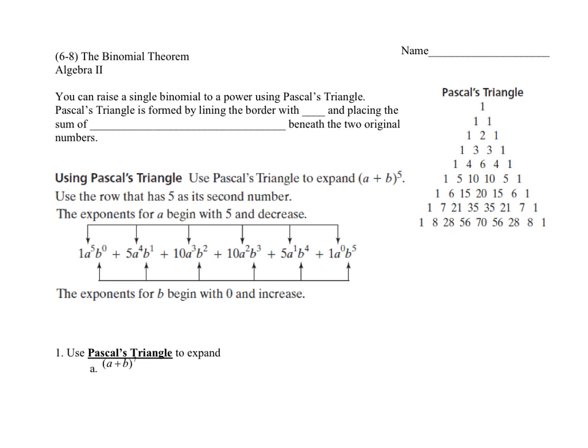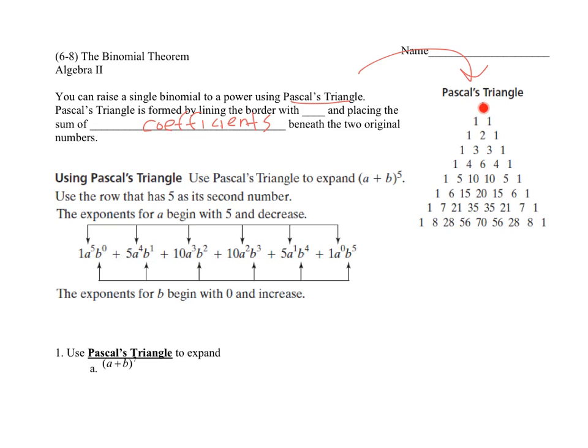You can raise a single binomial to a power using Pascal's triangle. This is called Pascal's triangle over here. Pascal's triangle is formed by lining the border with ones and placing the sum of the coefficients beneath the two original numbers. So there are different ways that you can develop Pascal's triangle.